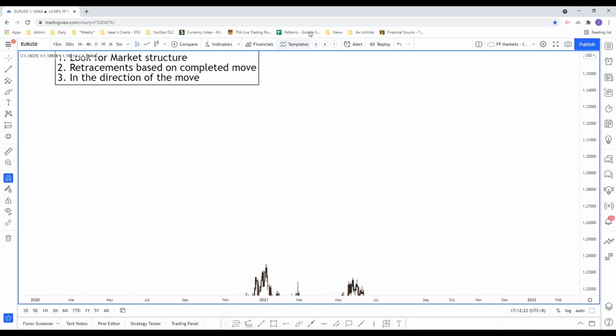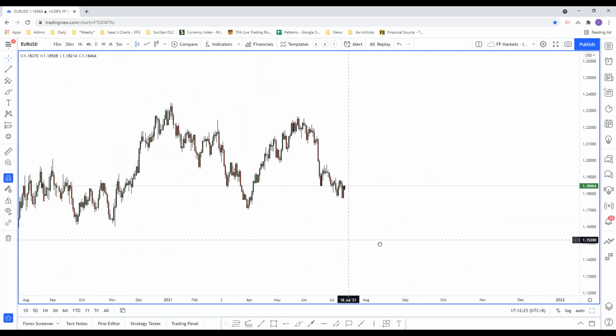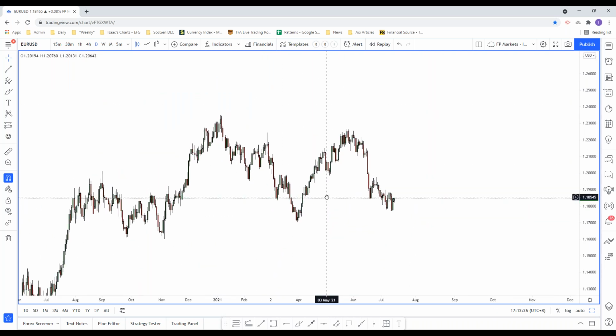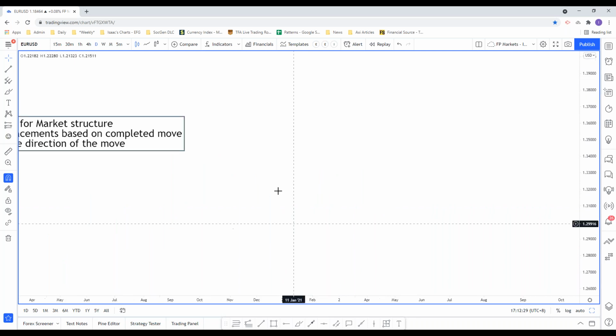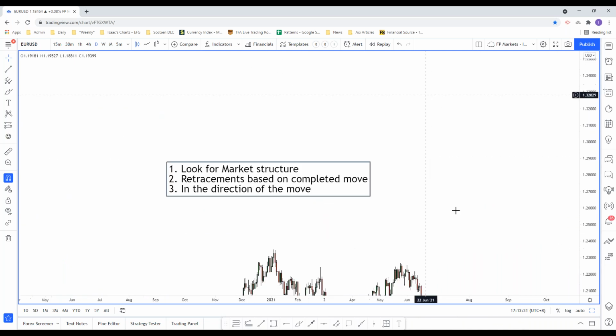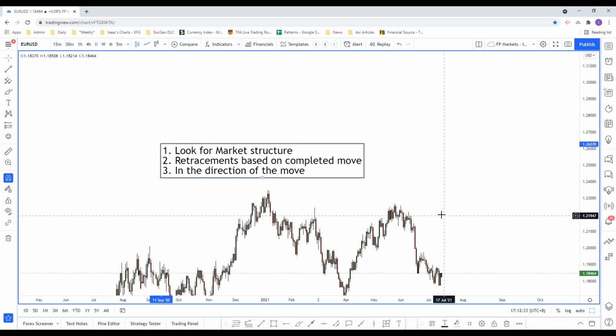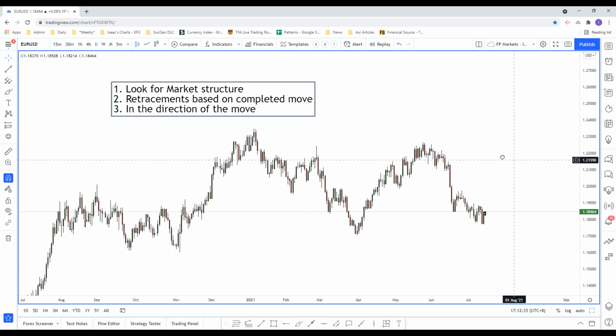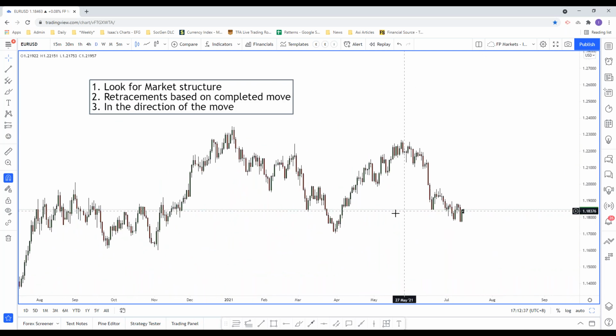Okay, so let's just say right now we have euro dollar on the daily, right? The first tip that we have, let me just move this down, the first tip that we have right here is to look for market structure. All right, and we can identify the swing lows. Right, there's one swing low here. Of course, there are multiple minor swing highs, swing lows that we can identify along the way, but we want to look at the areas of big movements.